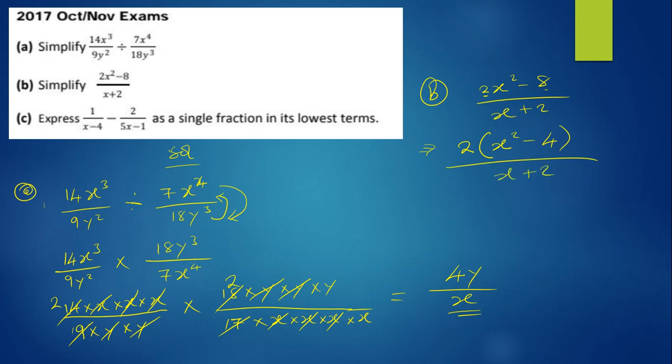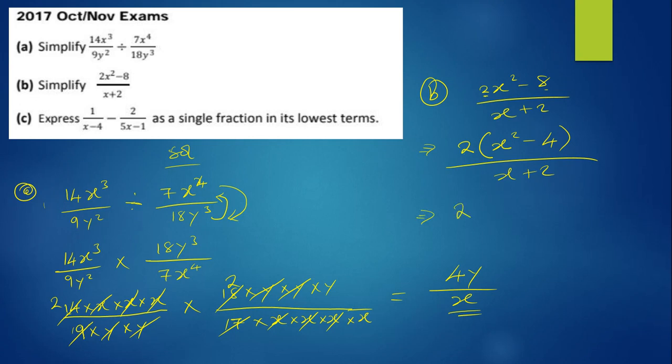And then here you say over x plus 2. But this top part is not done yet. You need to factorize this to its simplest form. So this x to the power 2 minus 4 is not done. So what do you do now? You can continue by factorizing.